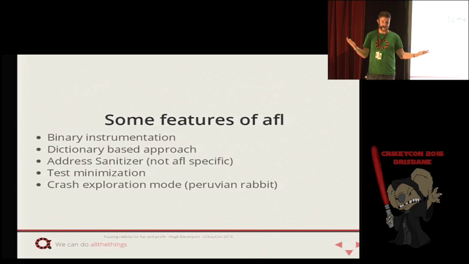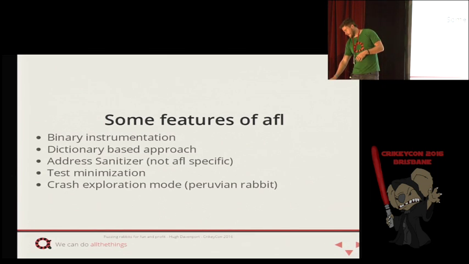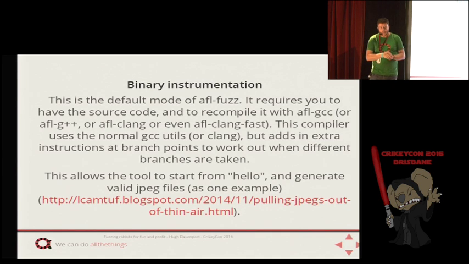So instead of having a large, unwieldy, random thing, you can minimize it into something that's very useful to send up to upstream maintainers to say, hey, here's a bug. This is the smallest possible thing that I've found that will reproduce this crash. And it's also got this cool mode called Peruvian Rabbit. You give it a crashing input, and it will find more crashes. So I'll just go into more detail on each of them.